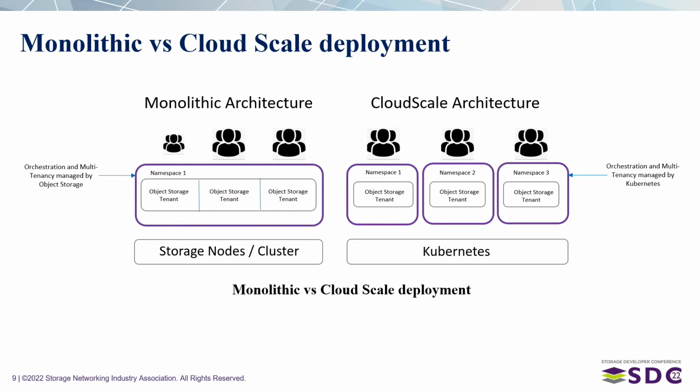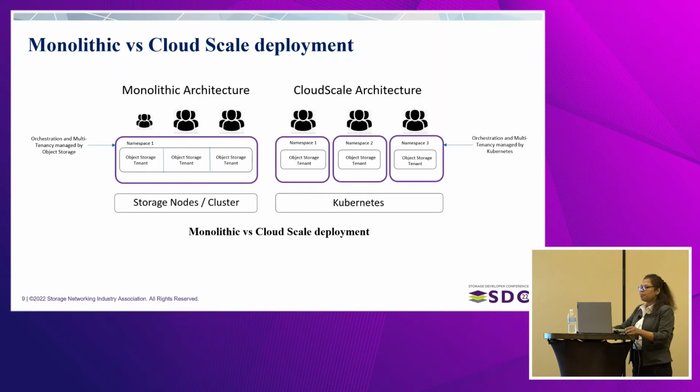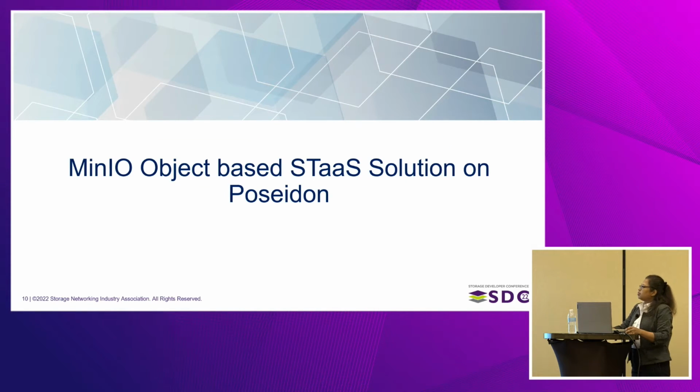So next, I'll demonstrate how we have built a unique cloud scale object-based STaaS platform based on Minio object storage. Minio is an open source platform, and it supports both these monolithic and cloud scale architectures. We have chosen Minio as it is quite simple to use, it is open source, and yet it is immensely powerful and scalable. So now I'll walk you through the Minio object-based STaaS solution that we have built on the Kubernetes platform with Poseidon as its backend storage.